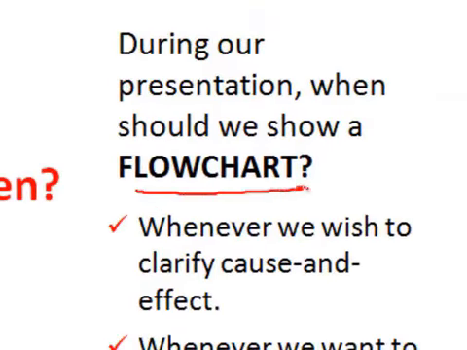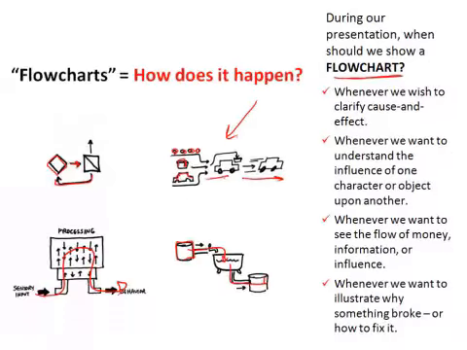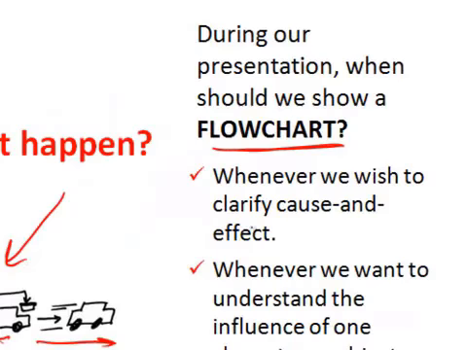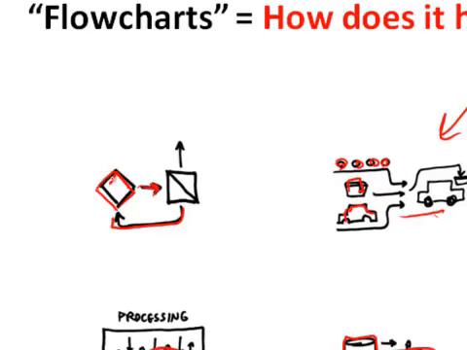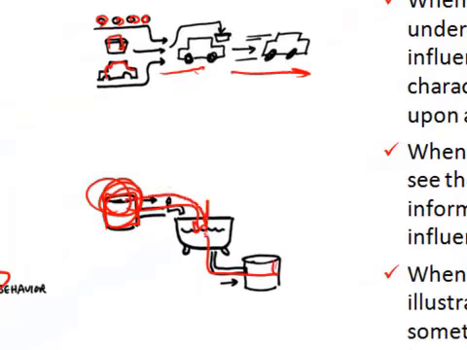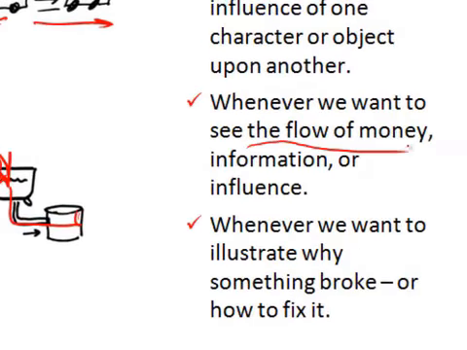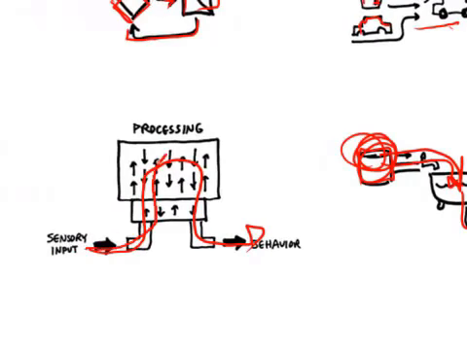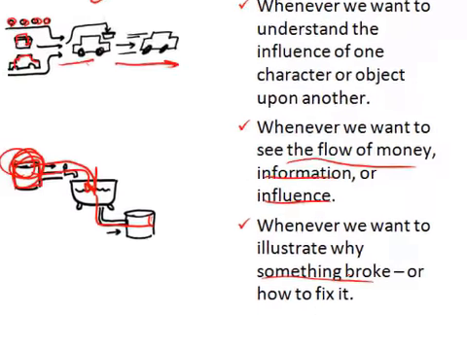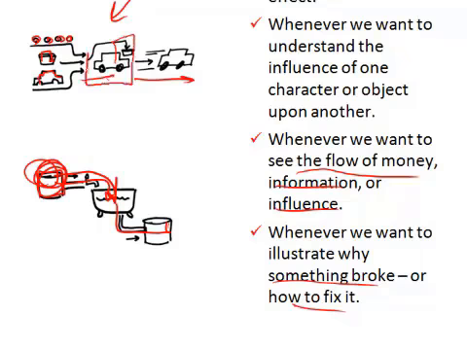So when should we use one of these flowcharts? Because, as you can see, these pictures are starting to get to be a little bit elaborate. We use a flowchart in a presentation whenever we want to clarify cause and effect. This is what happened and triggered that. Whenever we want to understand the influence of one character or object upon another. Whenever we want to see the flow of money or information, or influence. Where's the money go? Follow the money path. It moves like this. Now I understand. And whenever we want to illustrate why something broke, or how to fix it. This part of the assembly line's broken. Well, let's go back and look at the assembly line, see if we can't fix it.